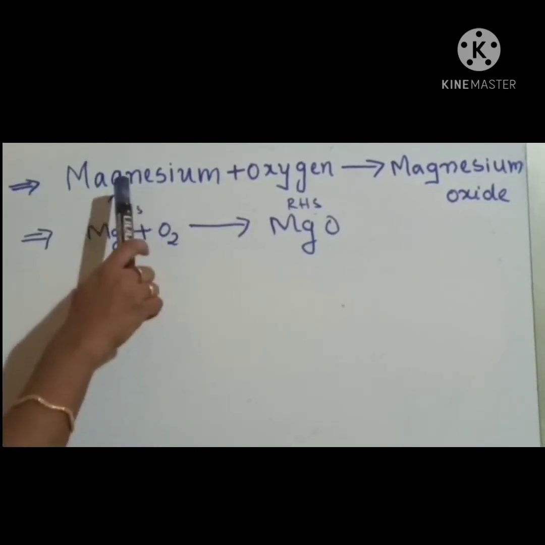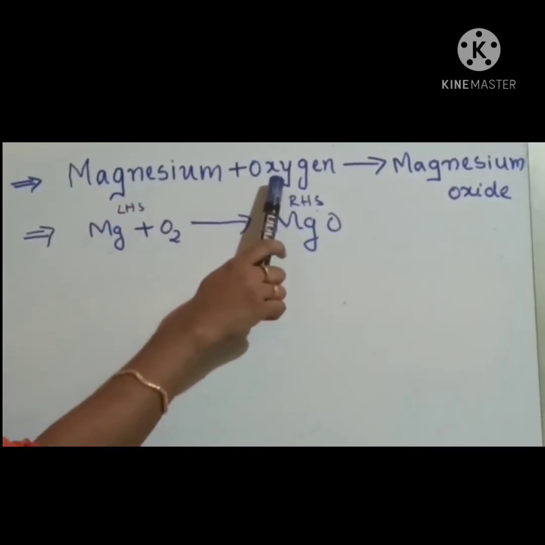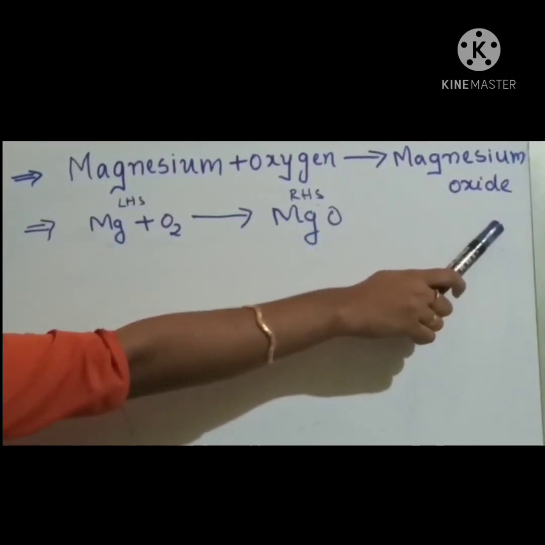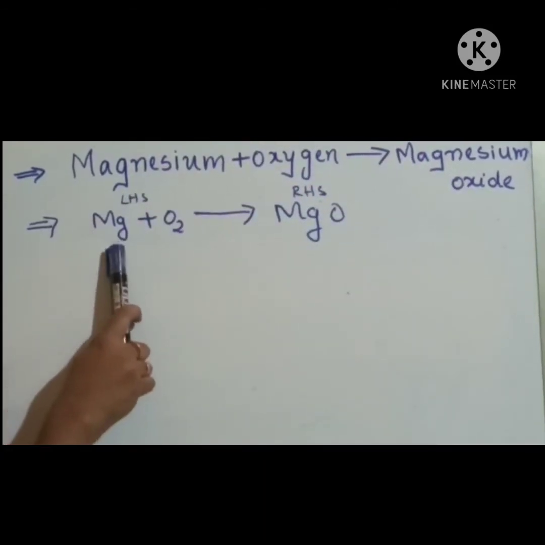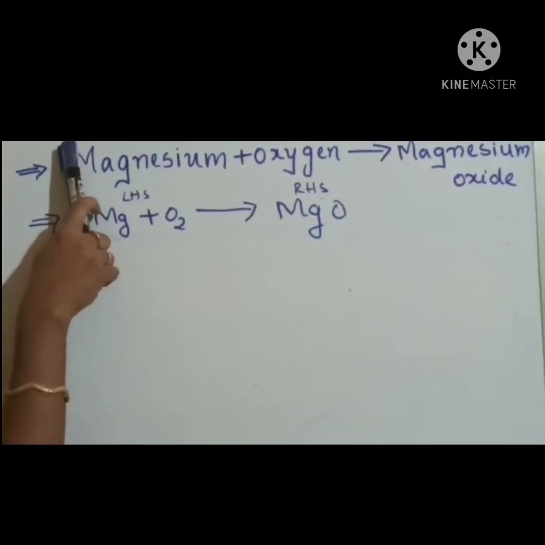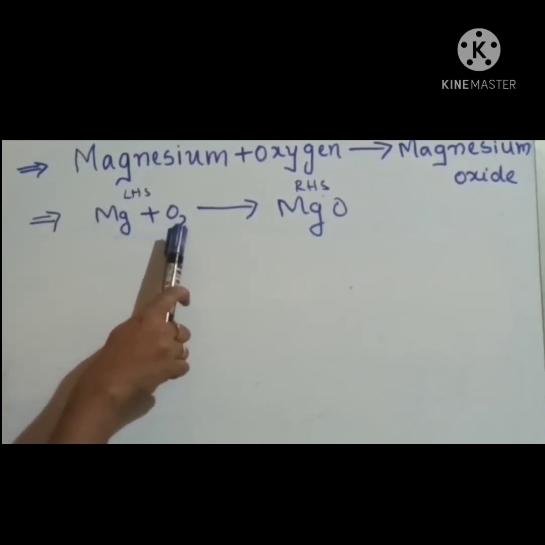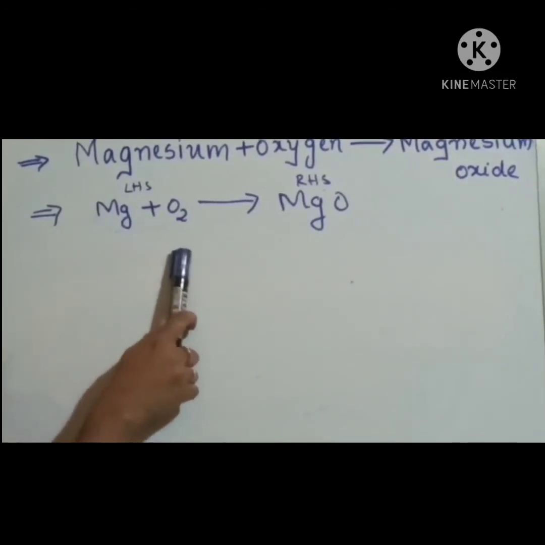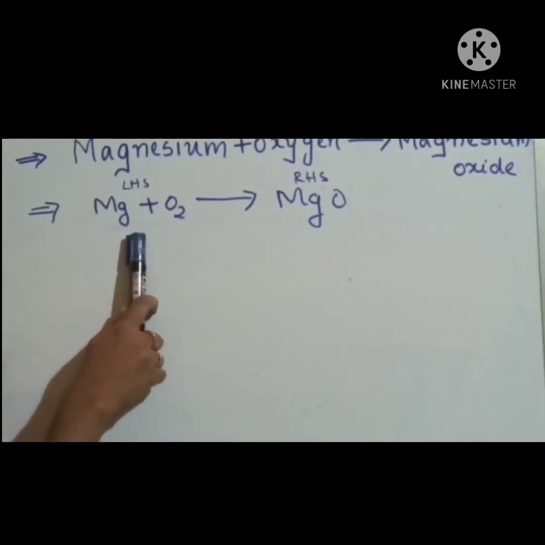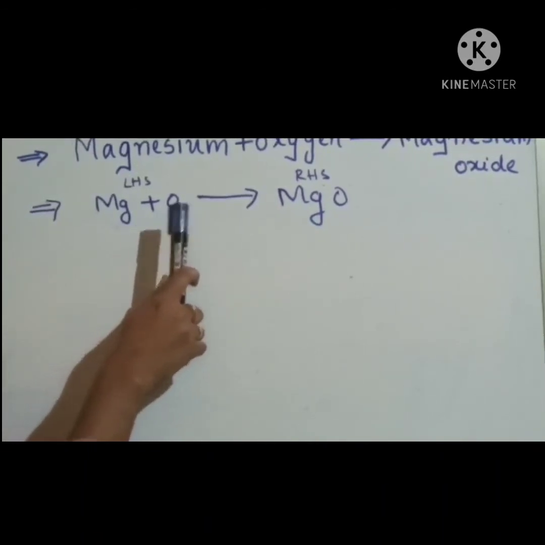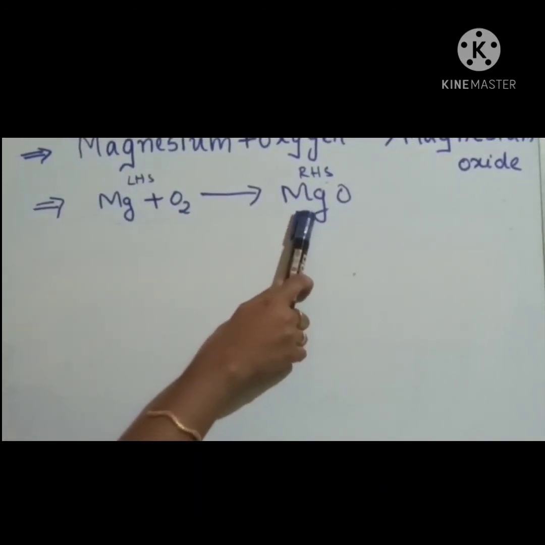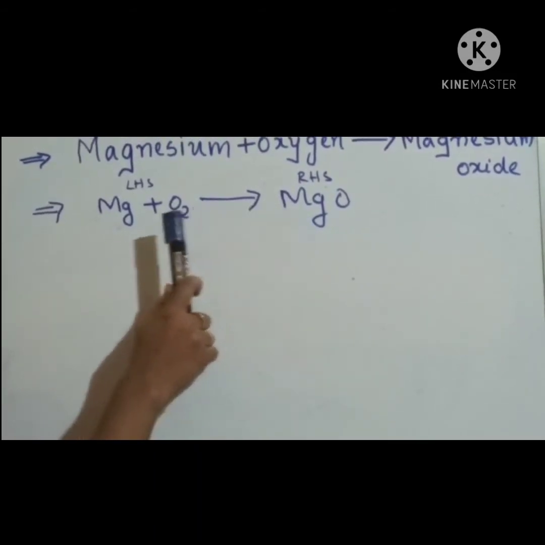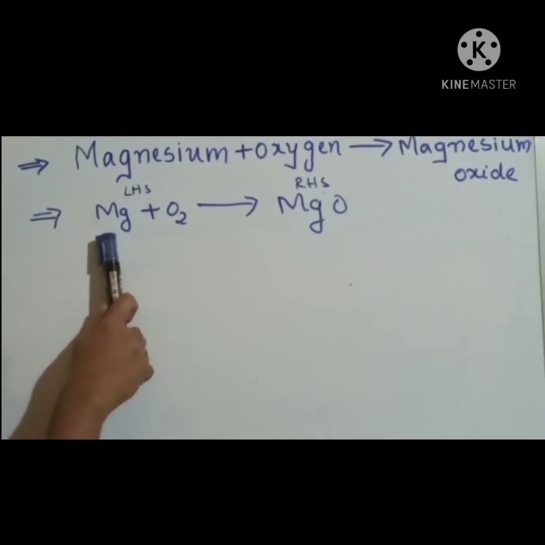Another example. This is the reaction between magnesium and oxygen. Magnesium reacts with oxygen to give magnesium oxide. Then this is the chemical equation of the above reaction: Mg plus O2 gives MgO. The substances present on the left hand side are reactants, and the substances present on the right hand side are products. Then let's check whether the equation is balanced or not.